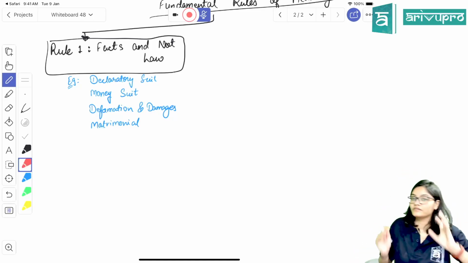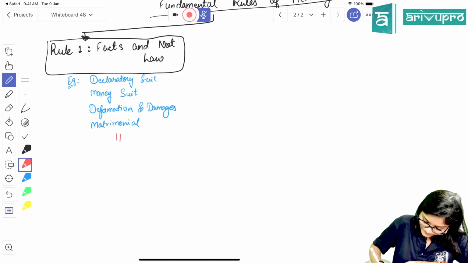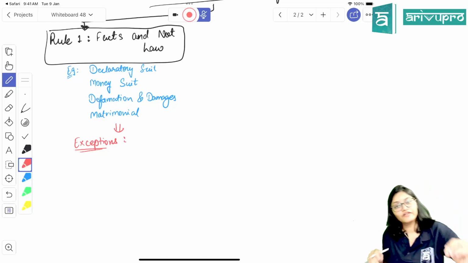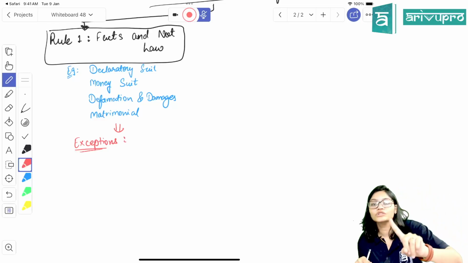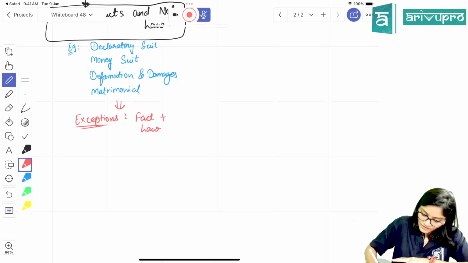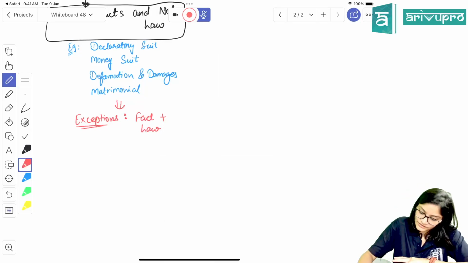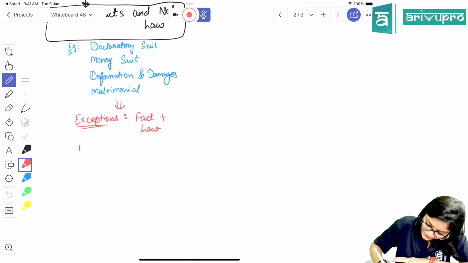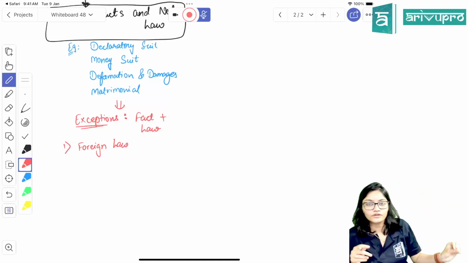But there are exceptions. Some exceptions are there, where you have to mention the facts and you can mention the law also. That means, what is the exception? Fact plus law also you will mention. Ma'am, what are the exceptions? Let us come here. First exception is foreign law, right? So that is your exception, foreign law. If any matter is related to foreign law you can quote, right?